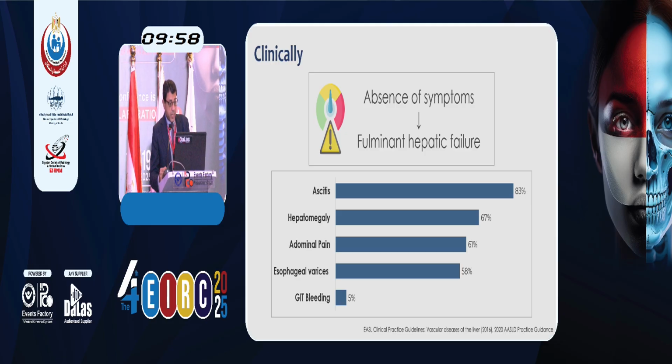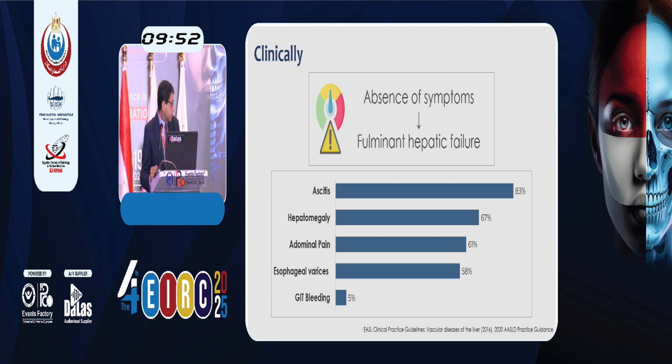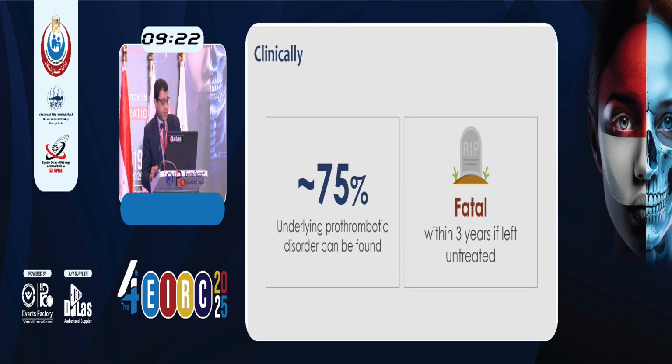It may present with a wide spectrum of symptoms and clinical presentations, may be discovered accidentally during routine ultrasound examination, or up to fulminant hepatic failure, with a variety of symptoms. In order of frequency: ascites, hepatomegaly, abdominal pain, esophageal varices, and GI bleeding. In 75% of cases, an underlying prothrombotic disorder can be found, and although it's a benign disease, it's fatal within 3 years of diagnosis if left untreated.